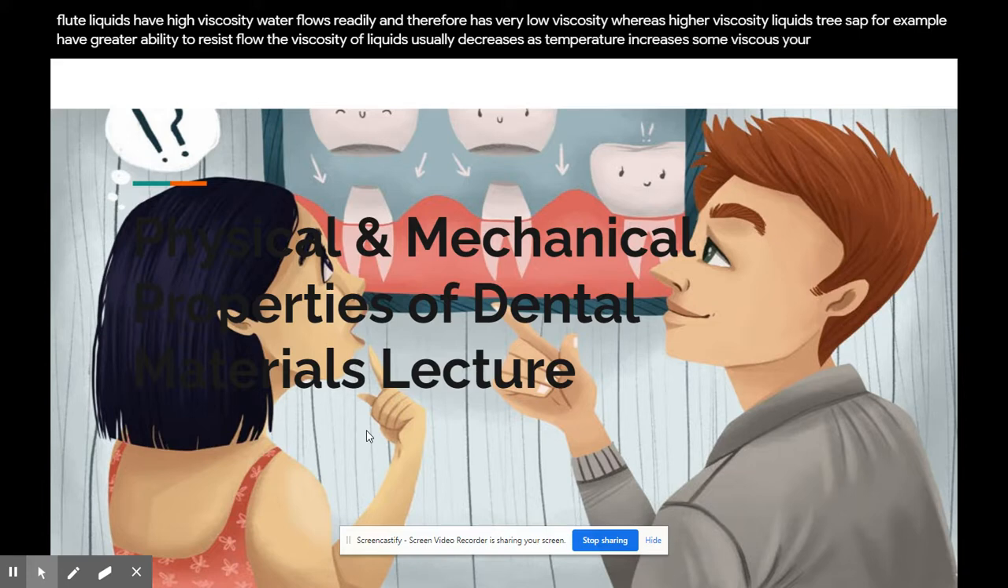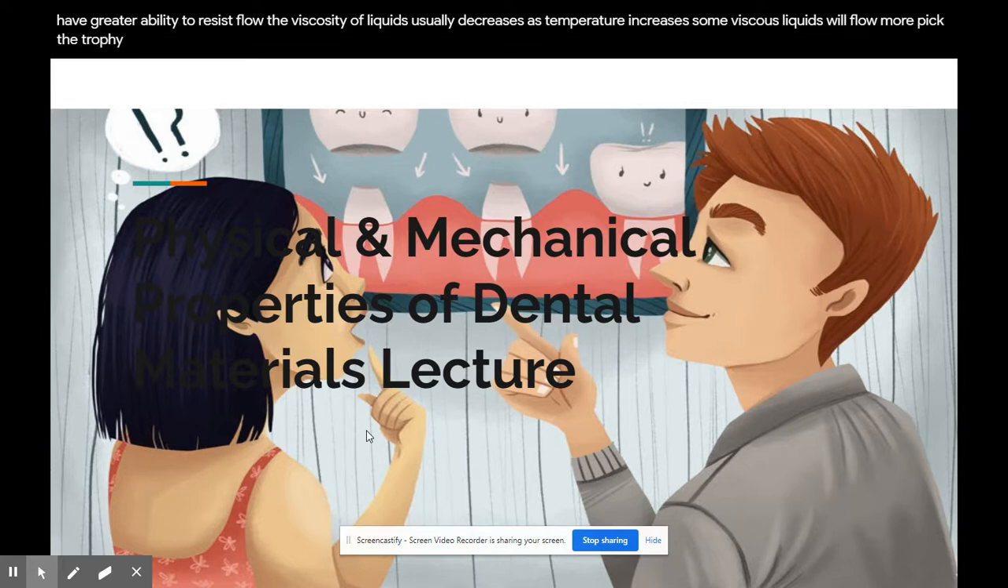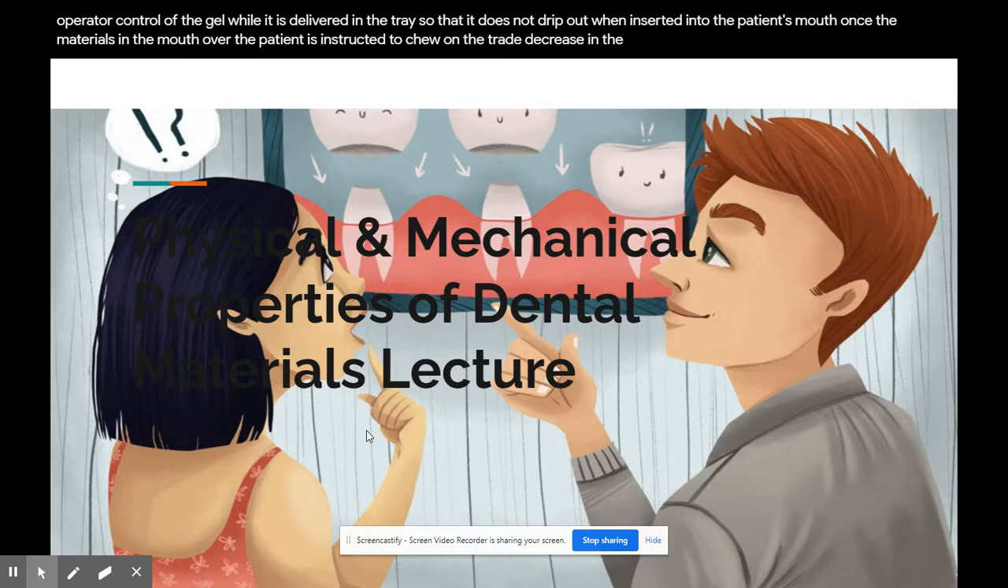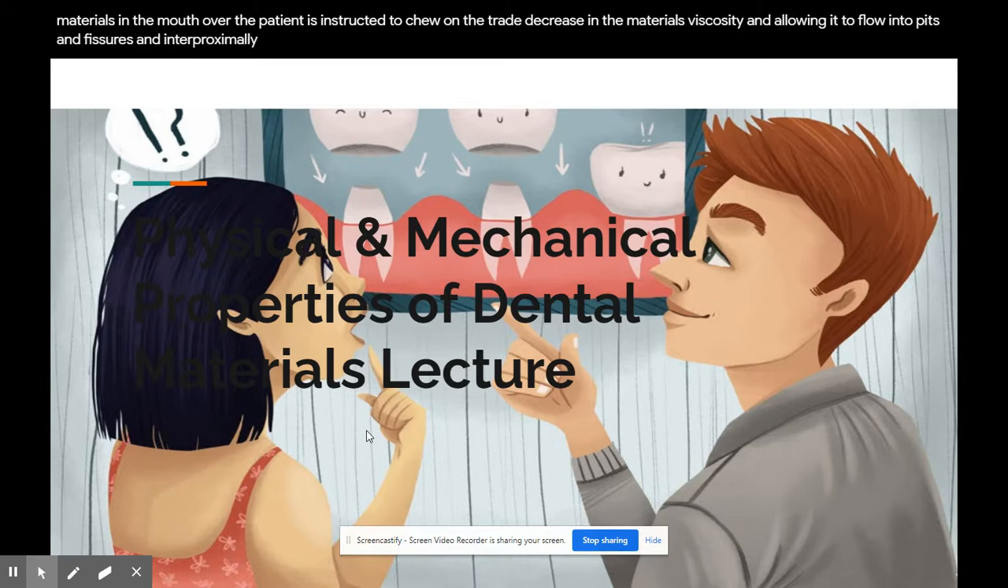Some viscous liquids will flow more readily under stress, a property called thixotropy. For example, when they are mixed, shaken, stirred, or manipulated. Fluoride gels are often advertised as thixotropic. This gives the operator control of the gel while it is delivered in the tray so that it does not drip out when inserted into the patient's mouth. Once the material is in the mouth, however, the patient is instructed to chew on the tray, decreasing the material's viscosity and allowing its flow into pits and fissures and interproximally to improve penetration into all surfaces.